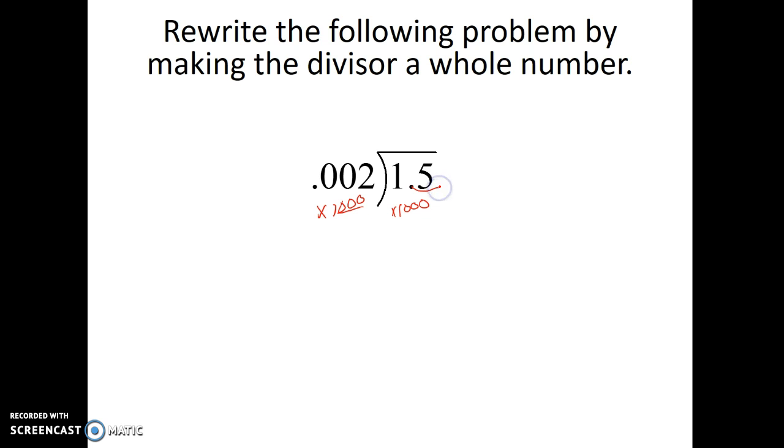Because I only have one digit to move it. But that's okay. If I need to move more, I'm just going to fill in zeros as my placeholders. So what you should have as a division problem is 1,500 divided by 2. Now pause the video and find the quotient. Okay, you should have gotten 750 as your quotient.